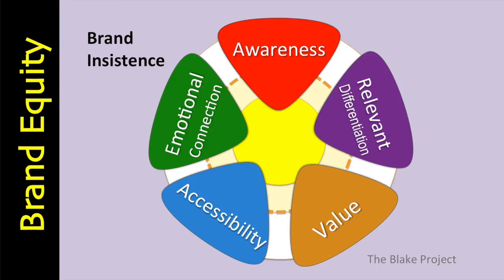The Blake Project developed the brand insistence model. Awareness is the cornerstone of a strong brand. Is the brand unique in a customer relevant and compelling way? Relevant differentiation is the leading edge indicator of future market share and profitability. Does your brand deliver a good value for the price? Do customers and potential customers perceive your brand to be convenient? Does your brand connect with people at an emotional level?